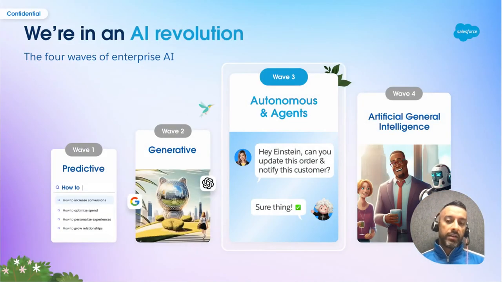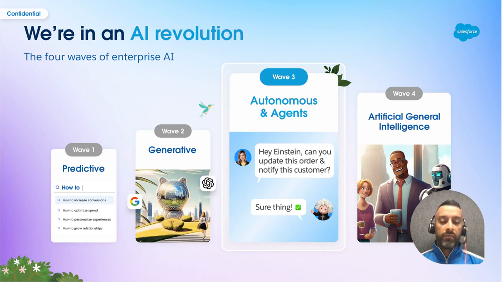And that's a typical slide. You have seen this in various Salesforce presentations. The different waves of AI we are in. The predictive has passed. The generative is almost passed. And now we are in wave 3, which is about autonomous AI and agents, where agents are going to take a certain task for you as a user and will help you be more productive and efficient.